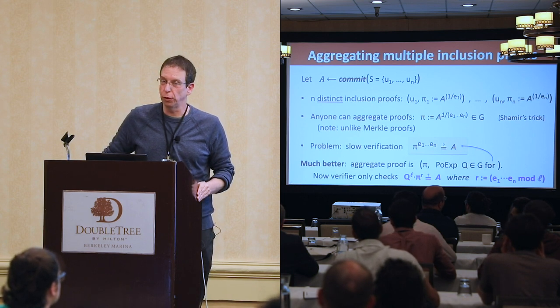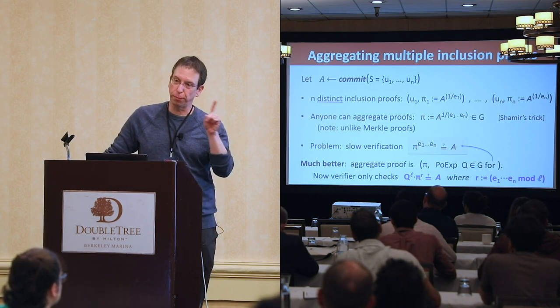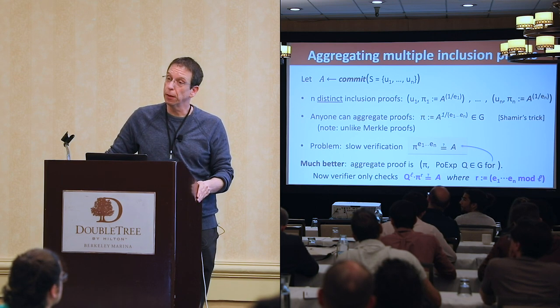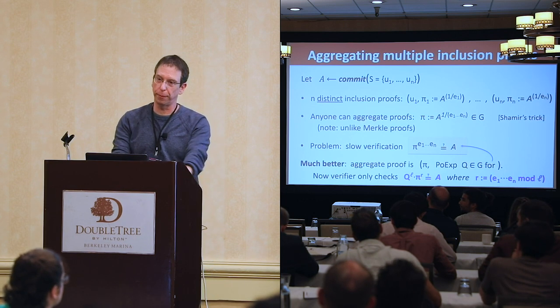Yeah, adaptive root. No. Adaptive root. Generic groups imply adaptive root. If you are assuming strong RSA, strong RSA is not enough for this. No. You cannot prove it secure under strong RSA. Yeah. You need more. You need more properties from the group.